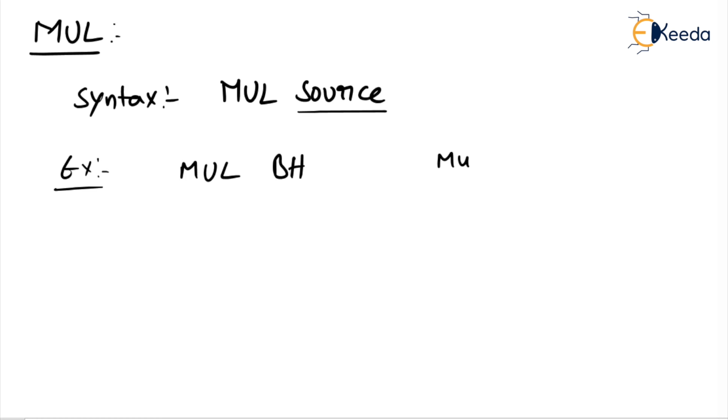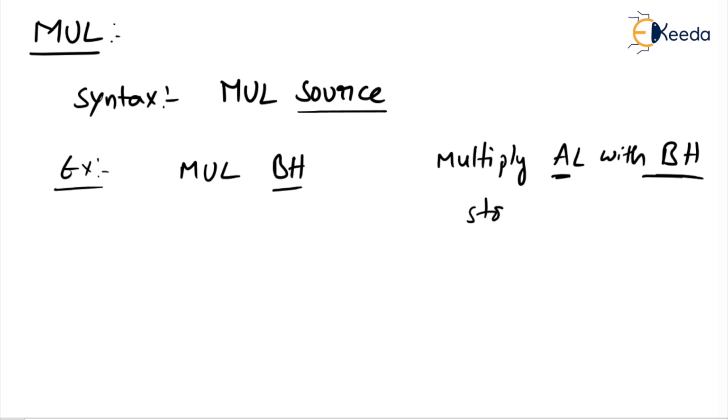Multiply AL with BH, where the result will be stored? Is this 8-bit or 16-bit? It is 8-bit data. The result of 8-bit data multiplication is stored in the AX register. Right? This is for 8-bit.